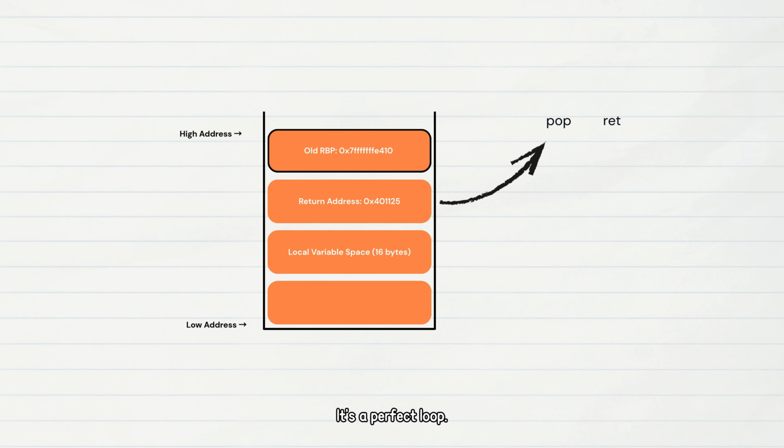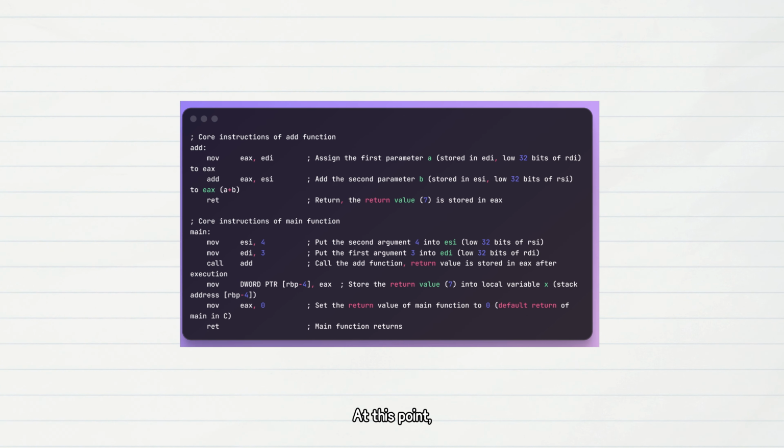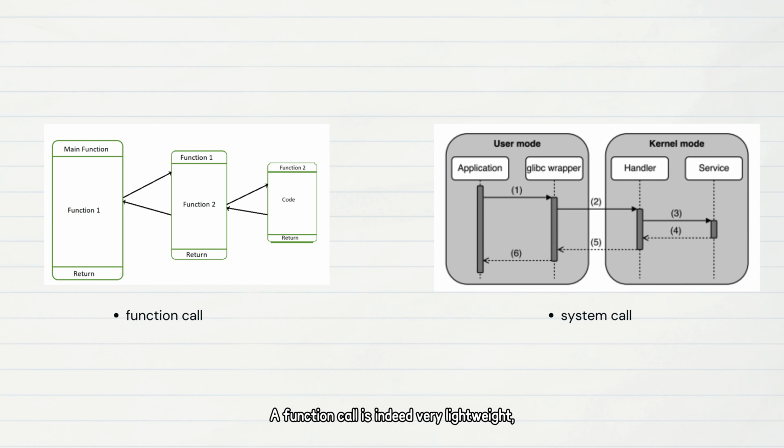See, it's a perfect loop. Call pushes the return address. Ret pops the return address. This is the underlying mechanism that allows a function to leave and come back. At this point, many people might say, that's just a few instructions. How much performance cost can there be? A function call is indeed very lightweight, much lighter than a system call. But it still has a cost, especially in small functions called frequently, where this cost gets amplified.